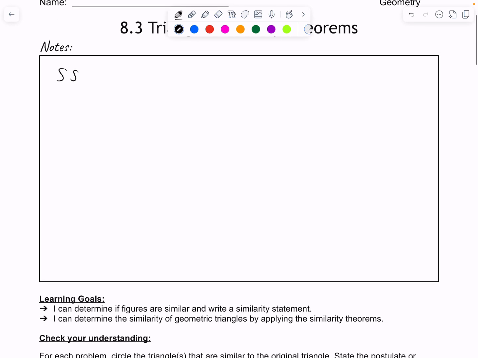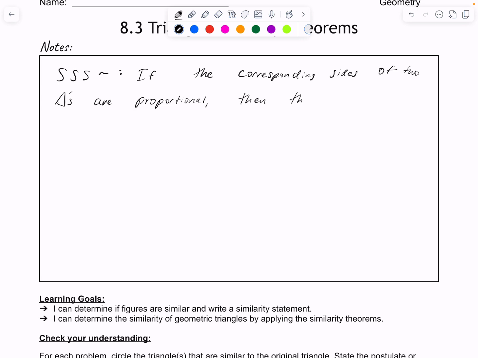So we have side-side-side similarity. This is if the corresponding sides of two triangles are proportional, then the triangles are similar.